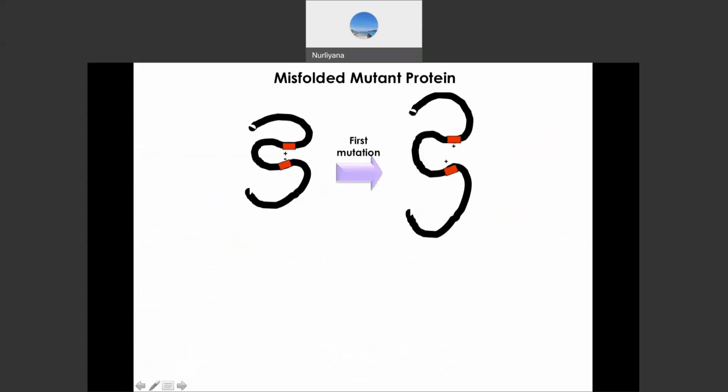And these are the examples. These are misfolded mutant proteins. Imagine that this is our original protein, and the shape is like this. When there are mutations, the first mutation is what happened here. You just look at the red box here.